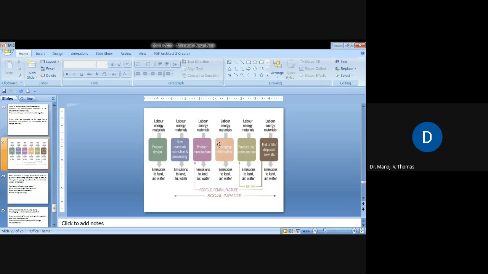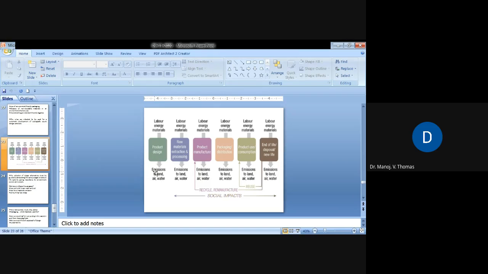So in every case, what is the input? The arrow shows labor, energy, material. Labor means man hours. People need to work. Then energy needs to be consumed. Then a lot of materials might be used. Then what is the output? Emissions to land, air, and water.